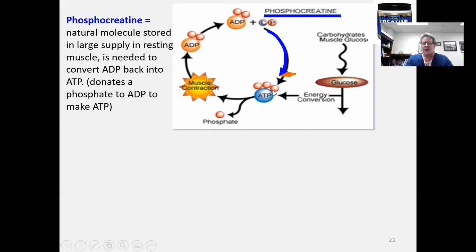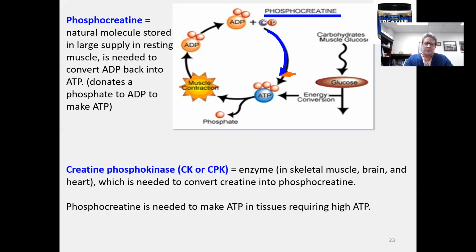Okay, what's the nursing application of this? Well, in our skeletal muscle, our brain, and our heart, we have an enzyme called creatine phosphokinase, abbreviated CK or CPK.